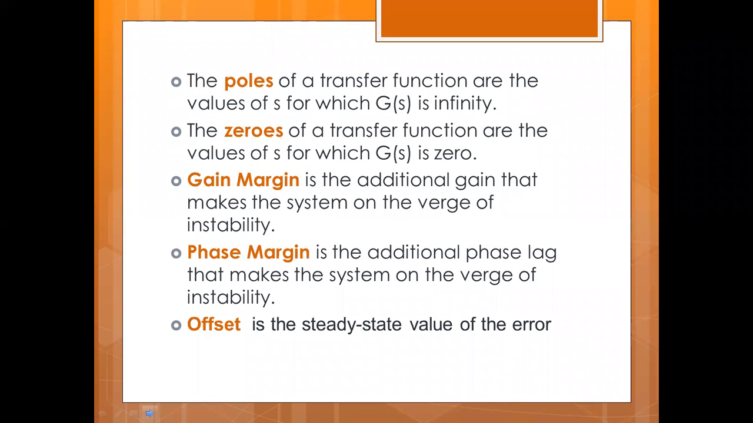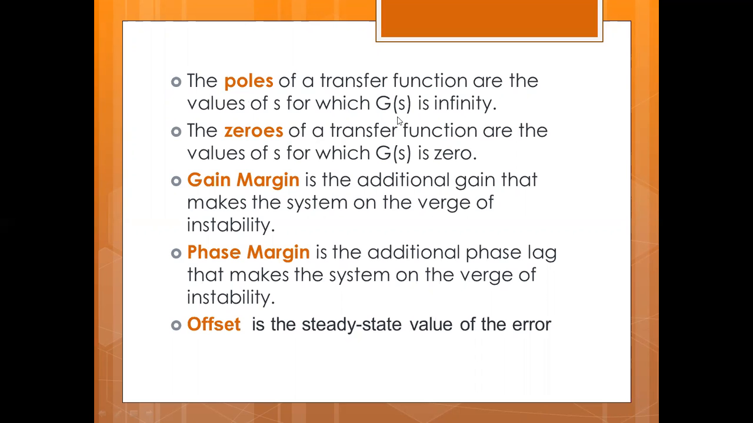Now, there are terms like poles. I'm sure some of you have done your research on the internet, and there are terms such as zeros or poles of the function. So the poles of a transfer function are the values of s for which the G of s, or the transfer function, will be infinity. So what values of s will you substitute into your transfer function in such a way that it will be infinity? So very simple.